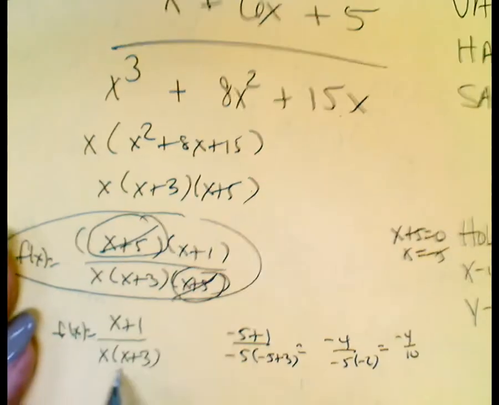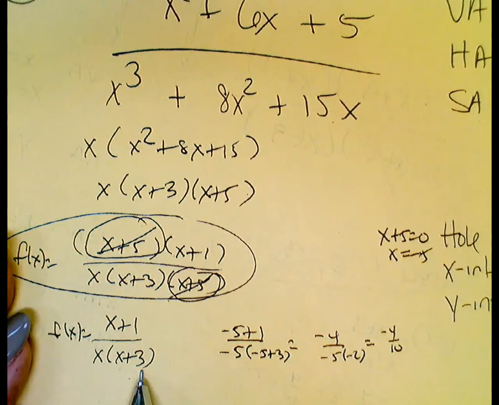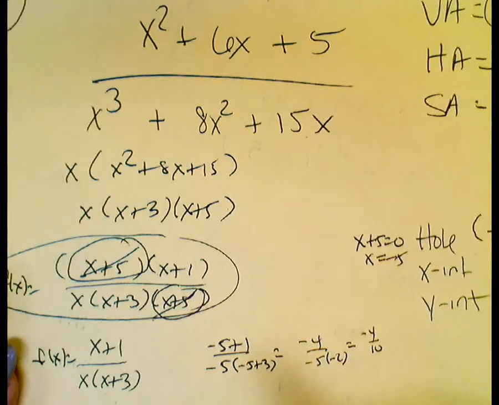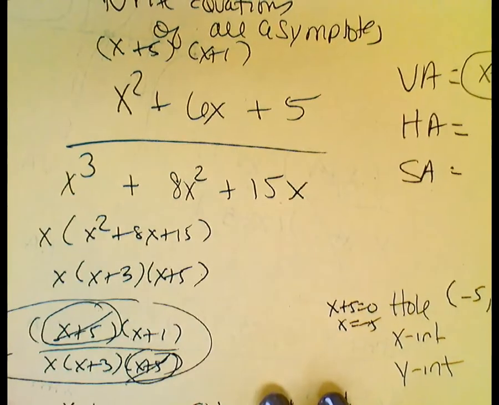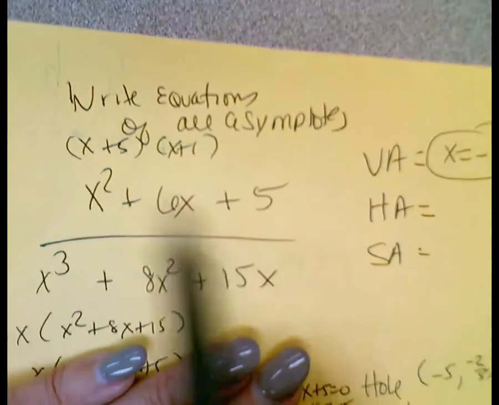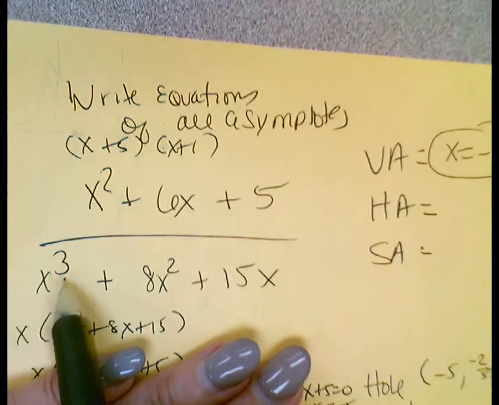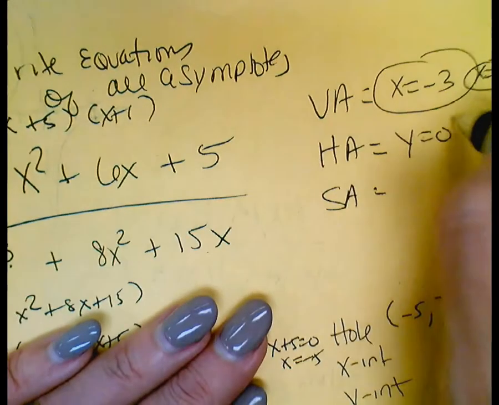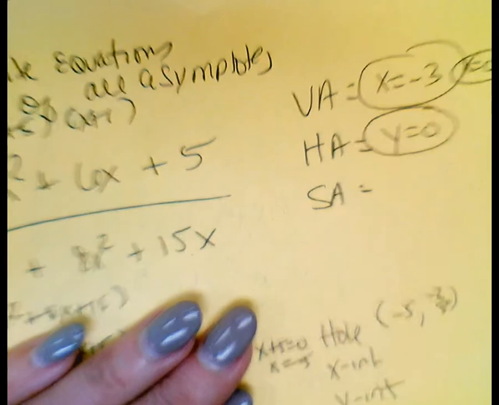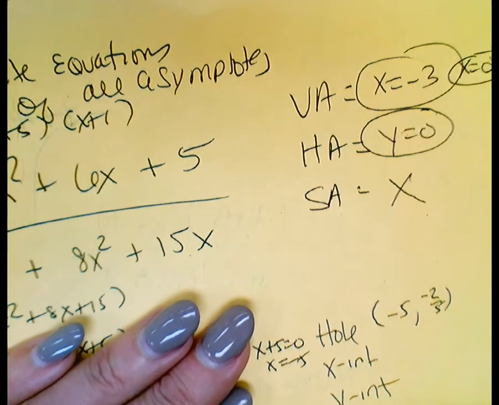There's 2 x's in the bottom, so they're both vertical asymptotes. Now, the horizontal asymptote. I would look from the beginning. Look at the beginning equation. See this right here? See how this is 1 smaller than this? It's y equals 0. It's never going to change. There is no slant asymptote.